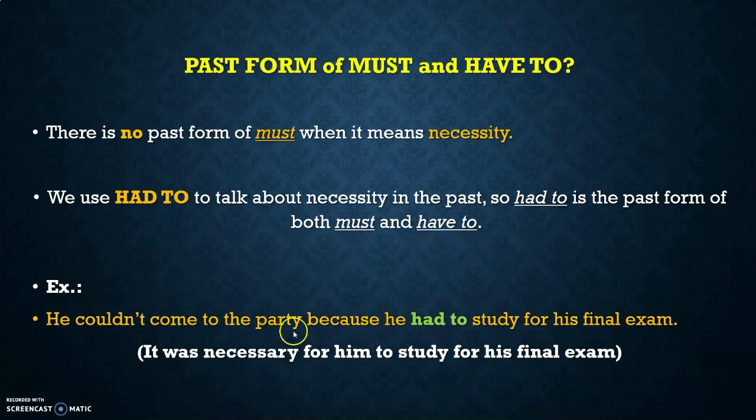He couldn't come to the party because he had to study for his final exam. From this sentence, I understand that it was necessary and obligatory for him to study for his final exam because of the use of had to.